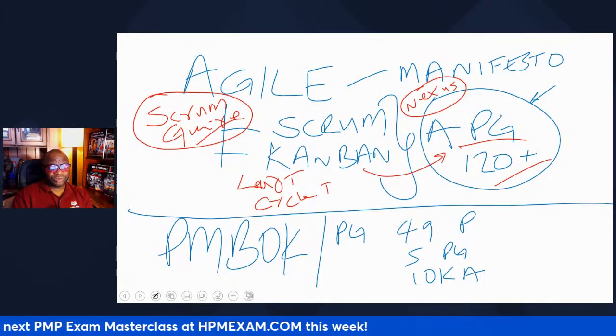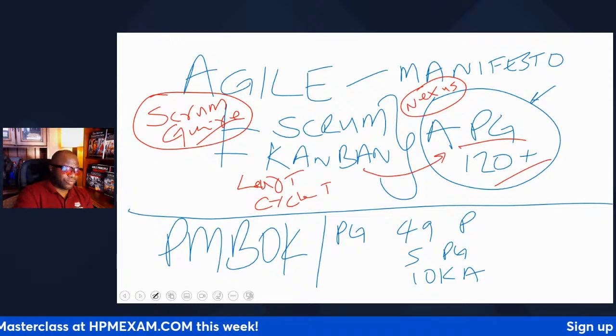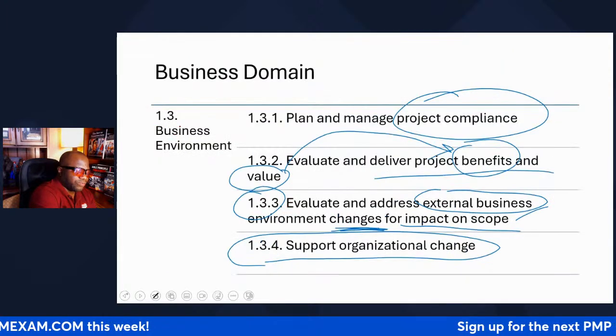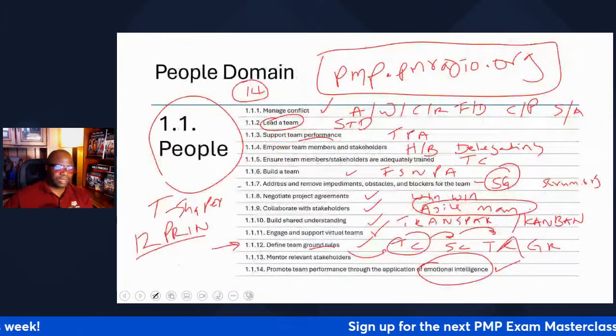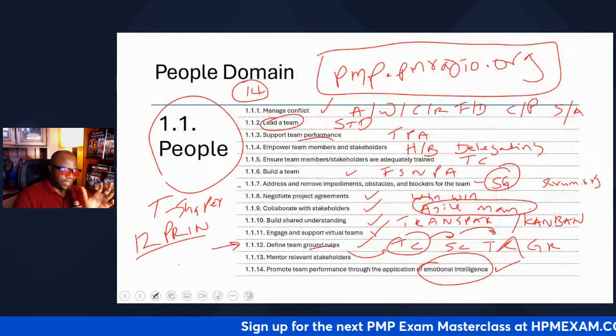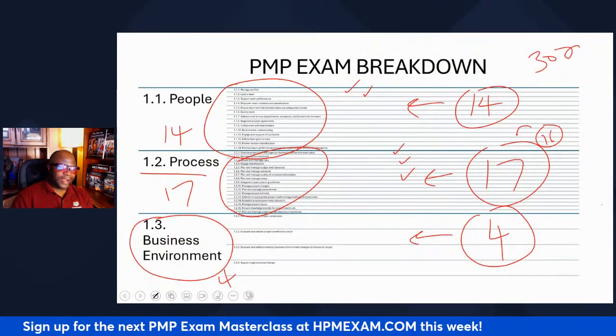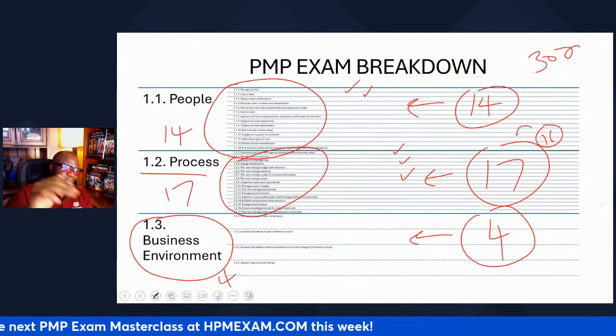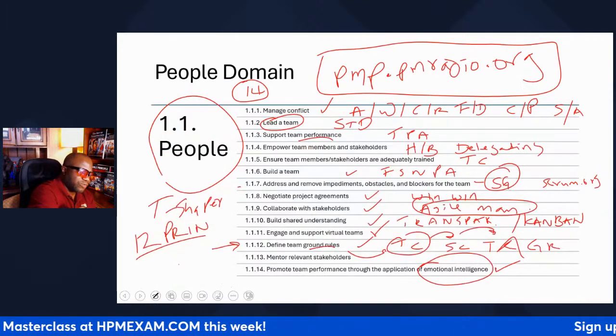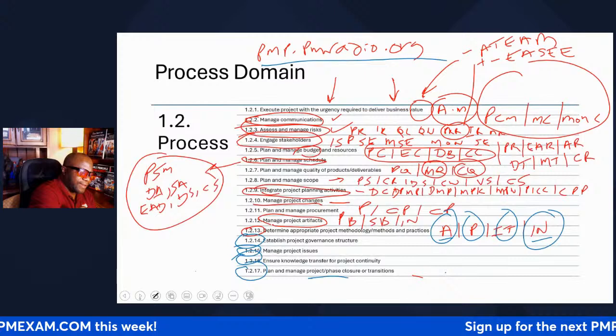This is what you need for your exam. Pretty much what I showed you on the 3 pages. Let's go over it again. For those of you who said, Phil, help me, I'm sinking. Hey, don't sink. Sink up. Don't sink. All right. So at a high level, people, process, business. I went over all this with you today, right?